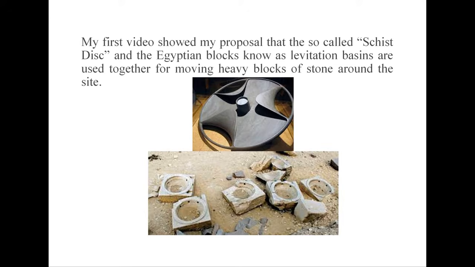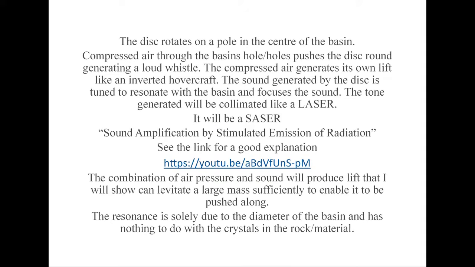My first video showed my proposal that the so-called schist disc and the Egyptian blocks known as levitation basins are used together for moving heavy blocks of stone around the site. The disc rotates on a pole in the center of the basin. Compressed air through the basin's holes pushes the disc round, generating a loud whistle. The compressed air generates its own lift like an inverted hovercraft.